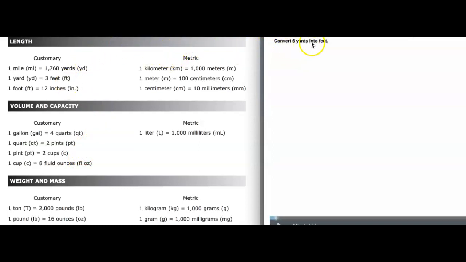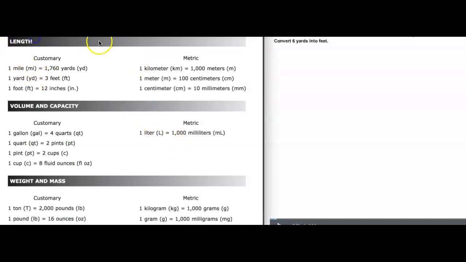So we're going to convert 6 yards into feet. The first thing we have to do is come over here and look for yards and feet. Is that going to be length, volume, capacity, weight, or mass? Go ahead and answer that for me. Very good. Those are units of length.